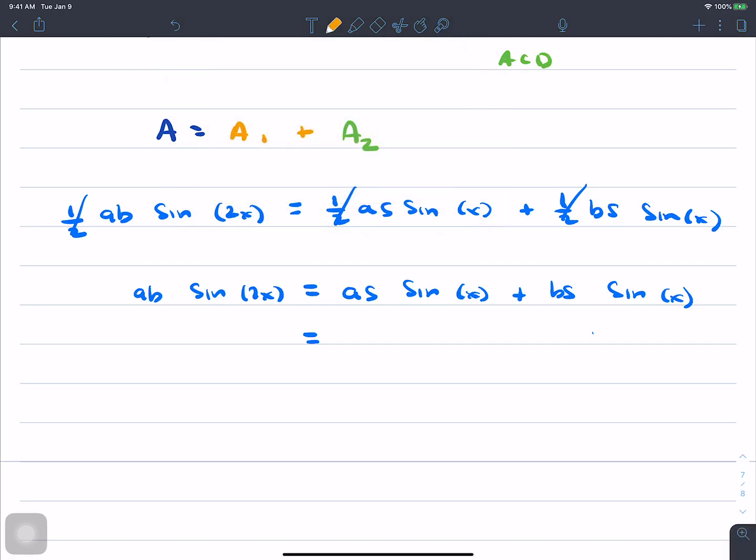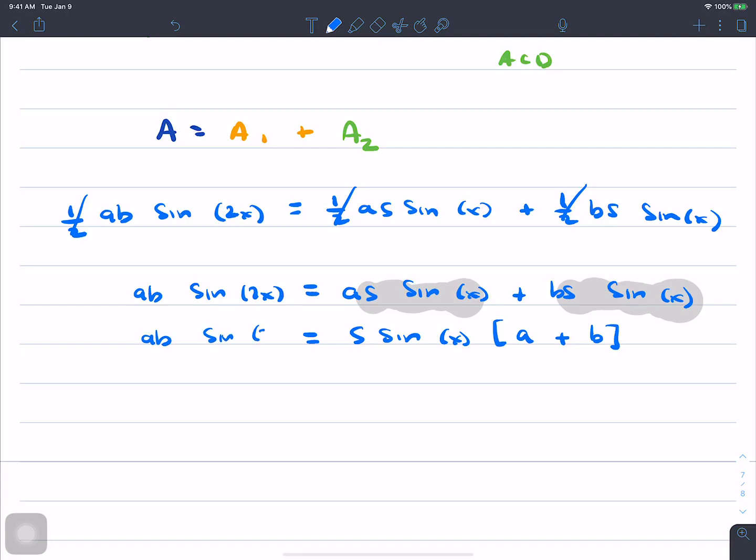Okay, here's what's common on the right side. What's common is, let's get the right highlighter, S sine x, S sine x. So we're going to get S sine x, and we're left with the sum A plus B. And on the right side, I have AB sine of 2x.